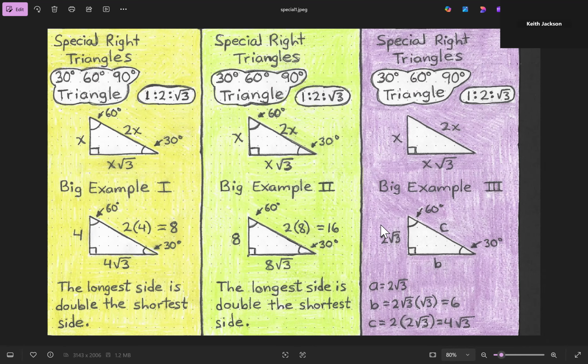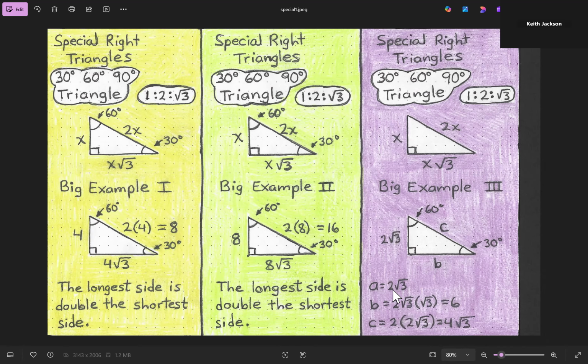And in our third big example, what if we have a really awkward number like 2 times the square root of 3? Okay, well, what would B be and what would C be? Well, let's take a look at it this way. Let's apply this ratio right here, 1 to the square root of 3 to 2, to this number right here, 2 square root of 3.